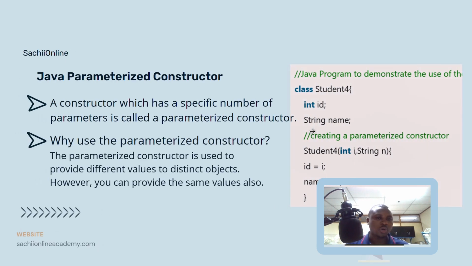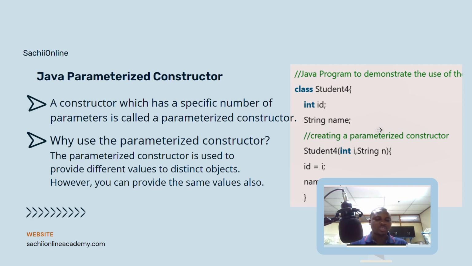So let's just talk about the Java parameterized constructor. A constructor which has a specific number of parameters is called a parameterized constructor. Like this one, you see we've got this Student class, and then we've got this Student method, and it is taking 2 parameters. This is the one which we call a parameterized constructor.